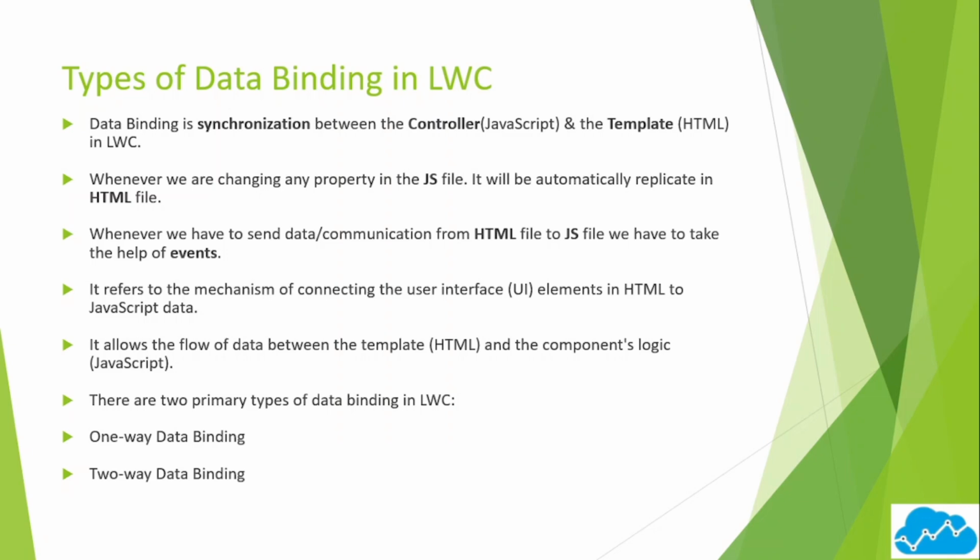Types of data binding in Lightning Web Component. These are of two types: one-way data binding and two-way data binding. Data binding is synchronization between the controller or JavaScript file and the template or HTML file. Whenever we change any property in the JavaScript file, it will automatically be replicated in the HTML template file.